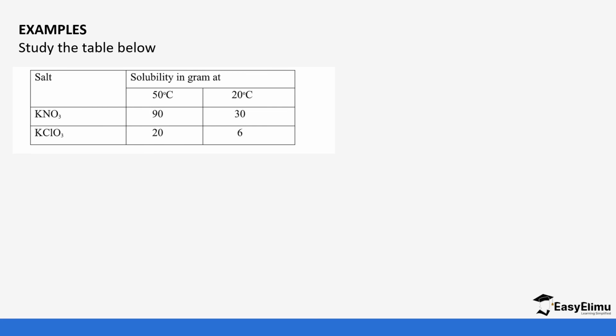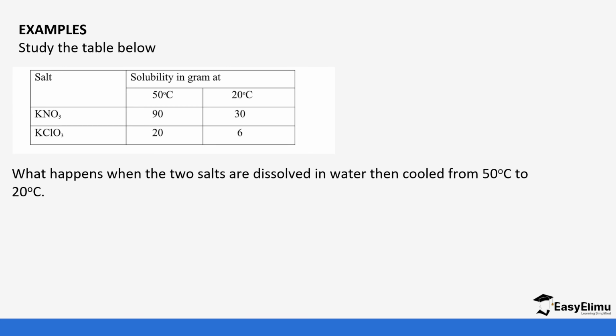And then for potassium chlorate, it dissolves 20 grams at 50 degrees Celsius and 6 grams at 20 degrees Celsius. So you can see also the solubility is decreasing, but they dissolve in different masses at different temperatures. So what happens when the two salts are dissolved in water, then cooled from 50 degrees Celsius to 20? So let's do the math.